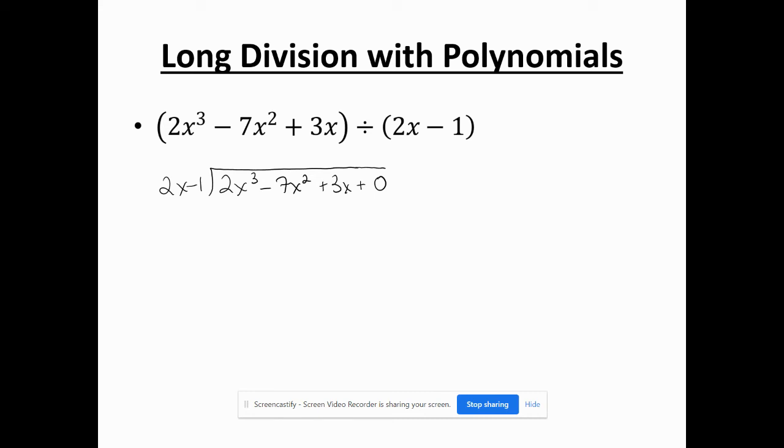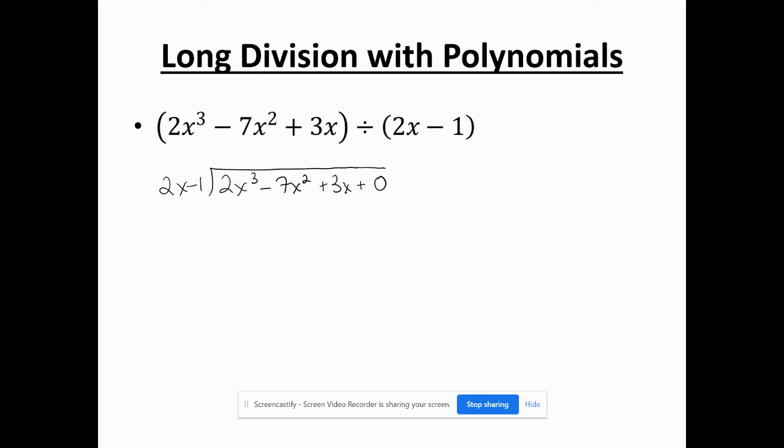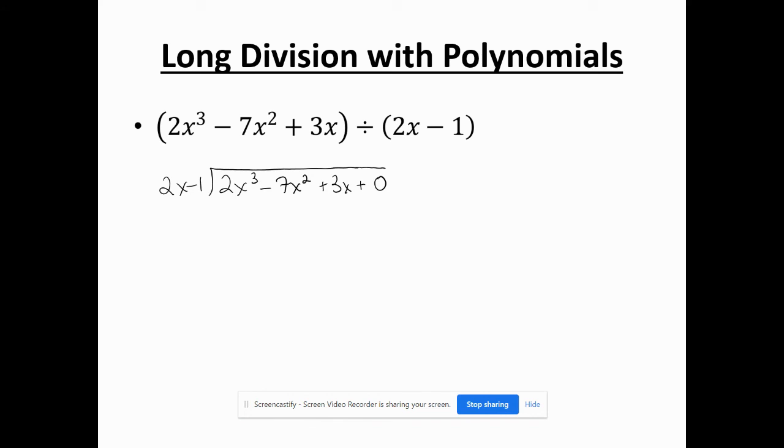Okay, so that's kind of a new little twist. If this, say this was just a 3, I would have added a 0x before the 3. So just different ways that these problems can show up and have little pieces to them that feel a little bit different.